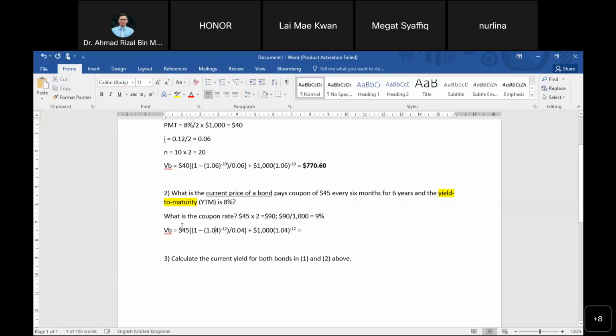Check again, PMT is correct, 45. And this is semi-annual, so the interest rate you have to divide by 2. Okay, correct. 4% here, 4% here. And for N, the period, this is 6 years. Since this is semi-annual, times 2, so there are 12 coupon payments. So to the power of negative 12 here, to the power of negative 12 here. And you use your calculator to get the answer.